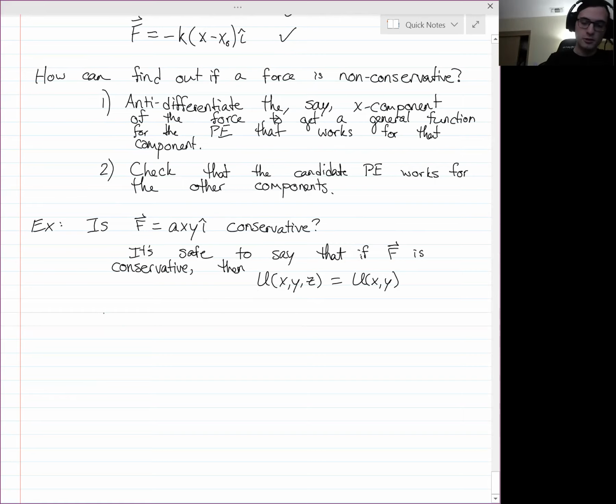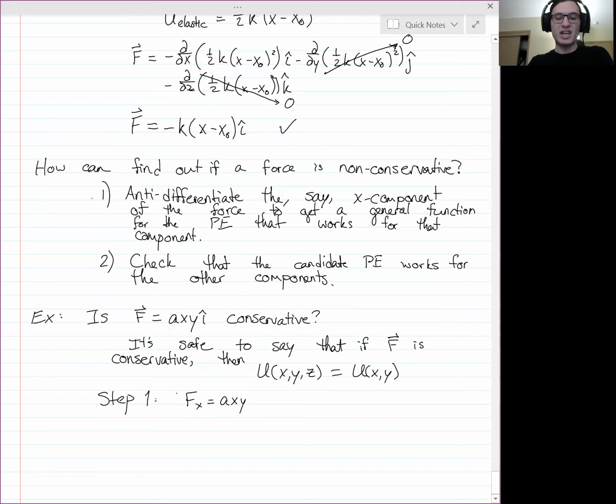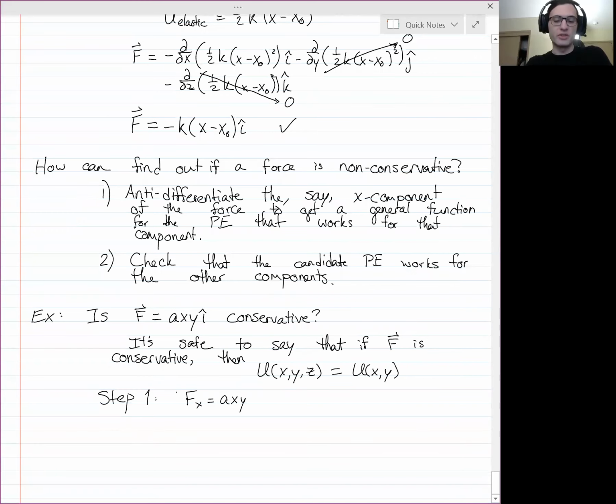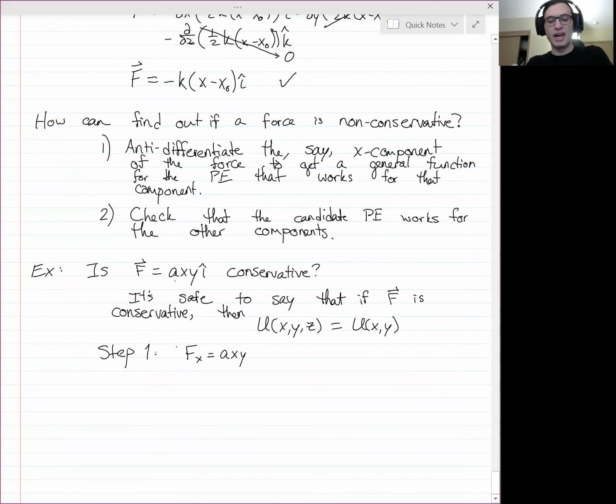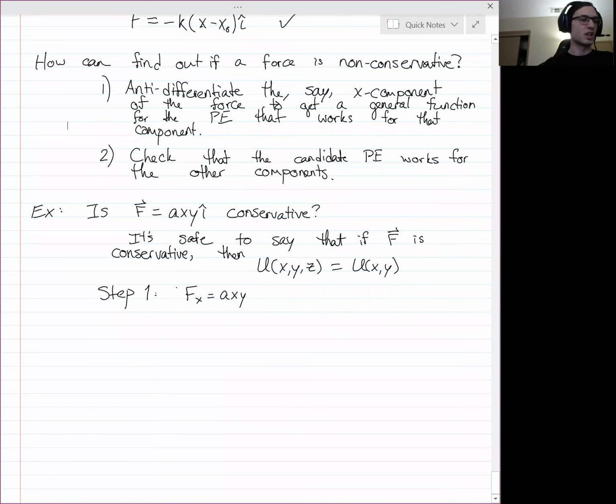So step one, work with the X component first. So Fx is AXY. By the way, let me back up. This first step doesn't have to be the X component. For example, if this was F equals AXY in the J hat direction, then you would do everything in the Y direction and in the Y component. You can just pick whichever one you want. The point is you just have to pick one. And the X component is the most obvious choice in all of the cases.